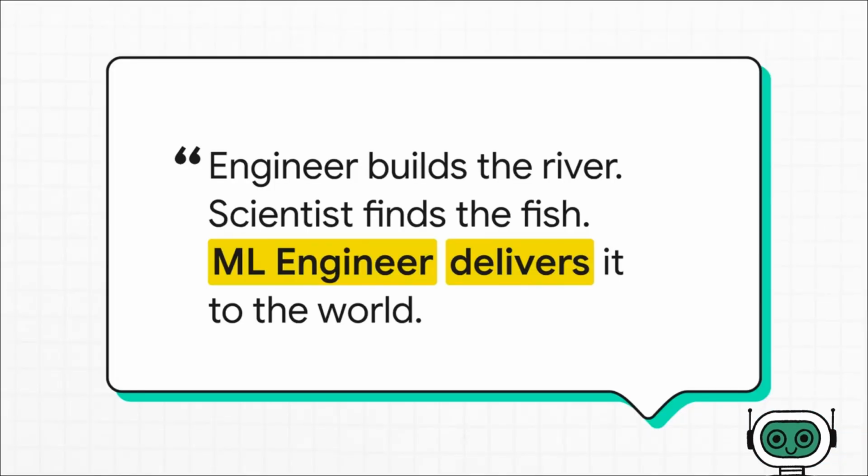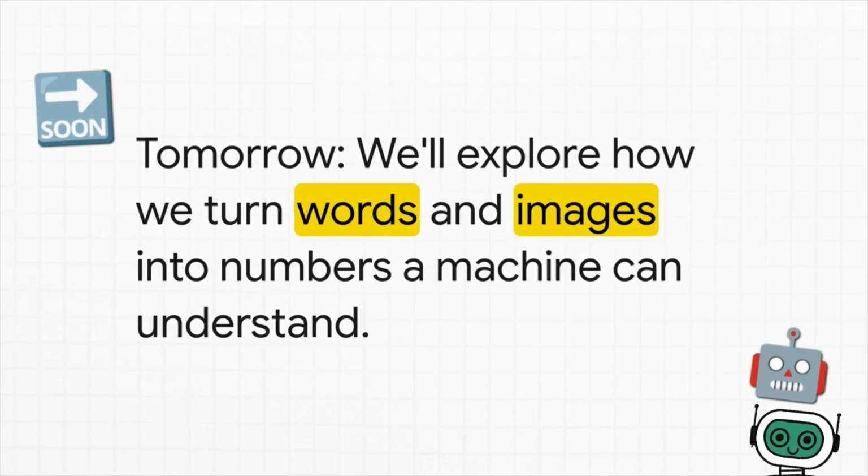So, the crucial point here is this. The engineer builds the river of clean data. The scientist figures out where to find the most valuable fish in that river. And the ML engineer builds the global distribution network to deliver that fish to everyone. Understanding this distinction is really key, both for building effective teams and for figuring out your own path in the data world.